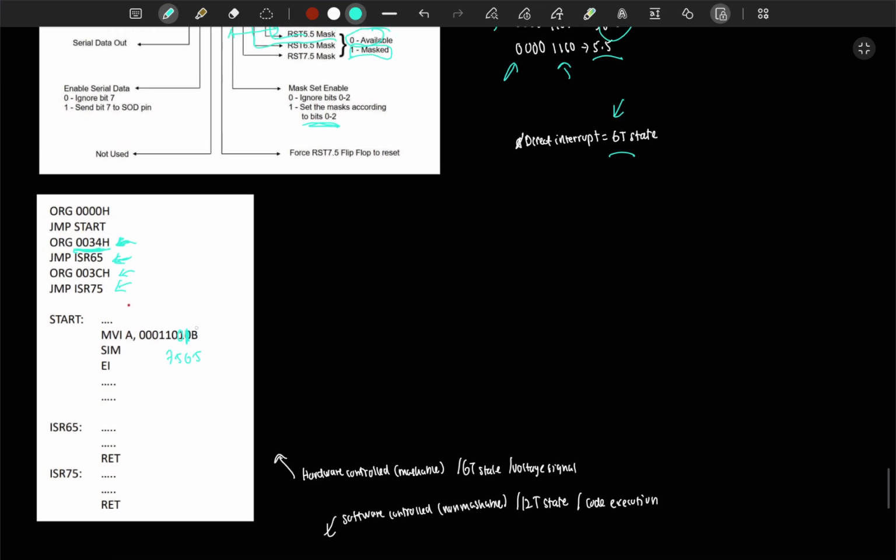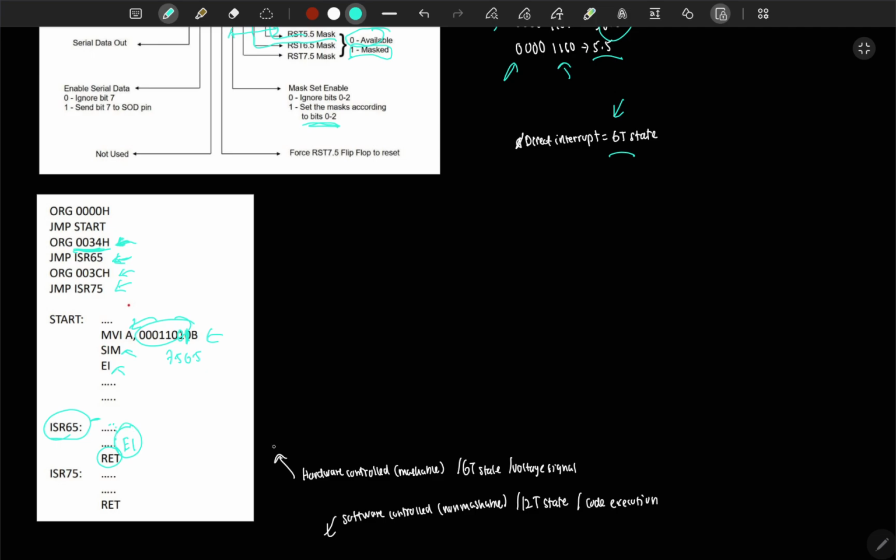Now, we put the mask. So the mask is in the A register: set interrupt mask, enable interrupt mask. Okay, so after enable, we have this interrupt call. So there is the interrupt. Before returning, we need to set the enable interrupt back, because every time we use an interrupt, the interrupt is going to disable itself, so we're going to enable it back before we return.